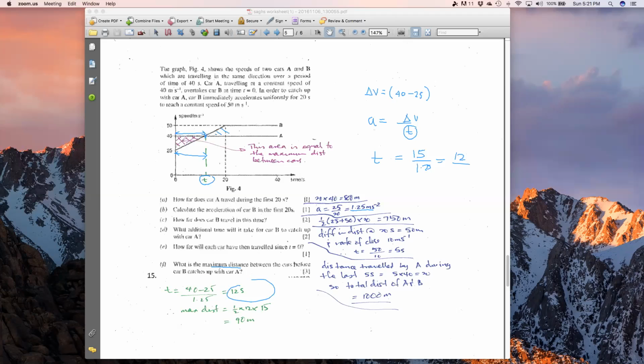We good? So the time from here to here is 12 seconds, and it makes sense still because it's not more than 20. If we had gotten a value more than 20, we would know we're doing rubbish, right? So the time is that 12 seconds right there. And once we get the time, you just use the area of the triangle, and we get the maximum distance between them is 90 meters. And that's the answer to the question.